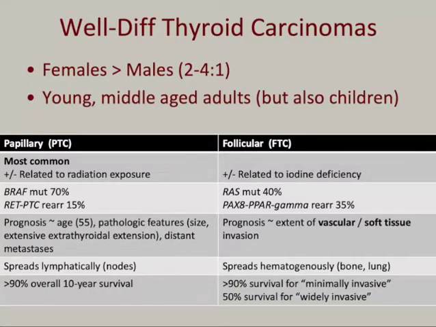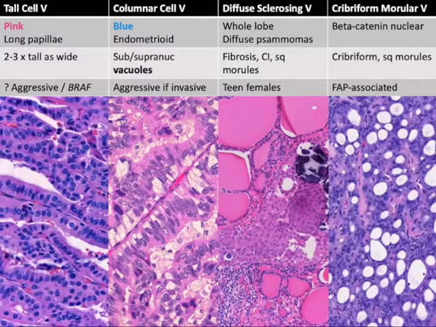PTEN-associated cellular nodules can be benign or malignant. Usually it's follicular adenoma, then it's follicular carcinoma, and sometimes it's papillary carcinoma. So it can be anything. You just have to use your standard morphologic criteria.